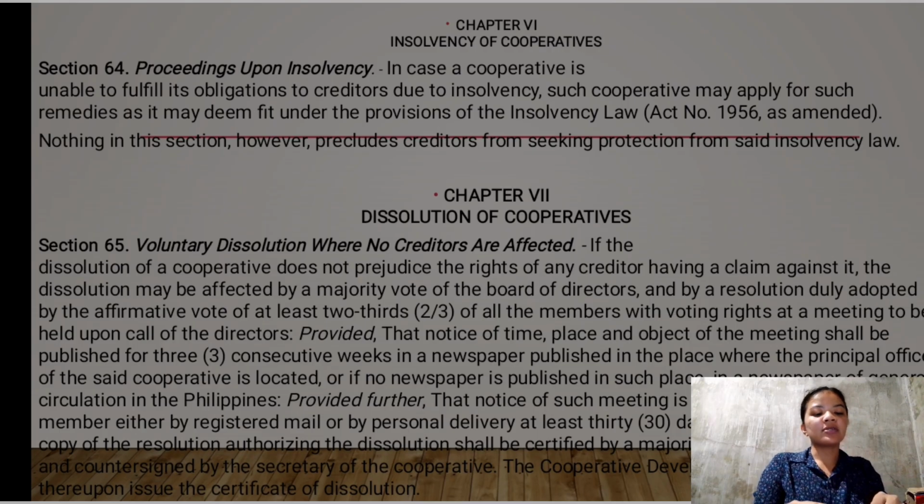Number 4, certificate of dissolution. After the proper procedure is followed, the Cooperative Development Authority will issue the certificate of dissolution. And in this section, it ensures the dissolution process is transparent, includes proper notice to all involved, and is approved through the proper governance channels. It also protects the rights of creditors by ensuring their claims are not impacted.